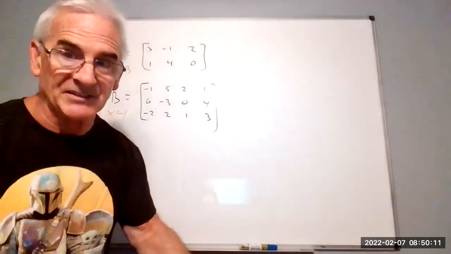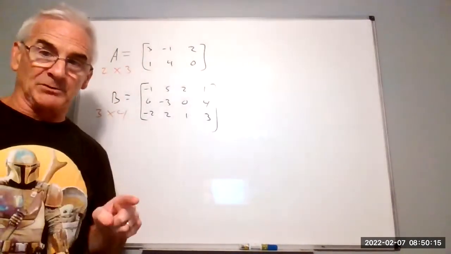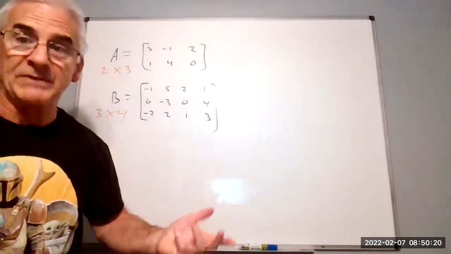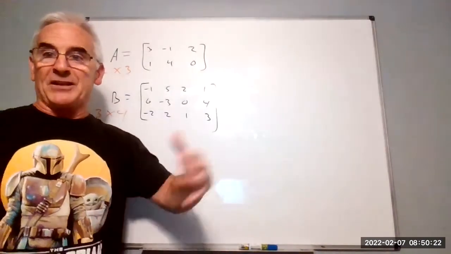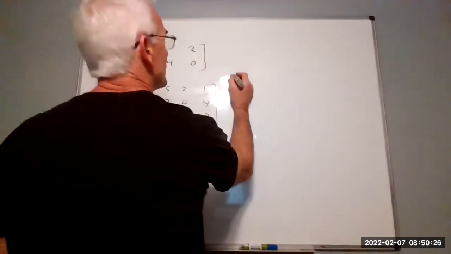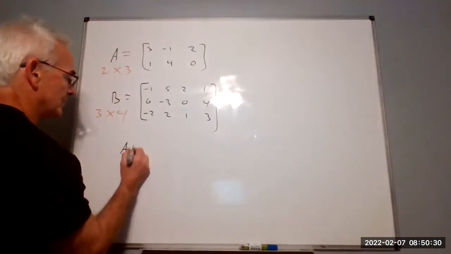Yes, you could always find examples where it is, but in general, A times B not only is not equal to B times A, if A times B exists, most of the time B times A won't even exist. Forget that I don't get the same numbers. I can't physically perform that. So I want to do, let's see, I'll do it down here. I want to do A times B.